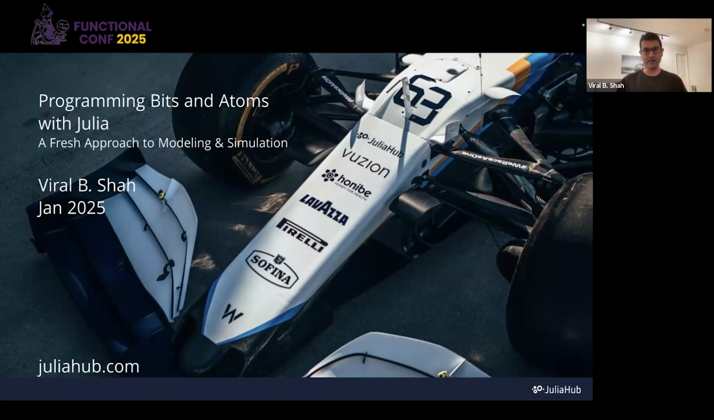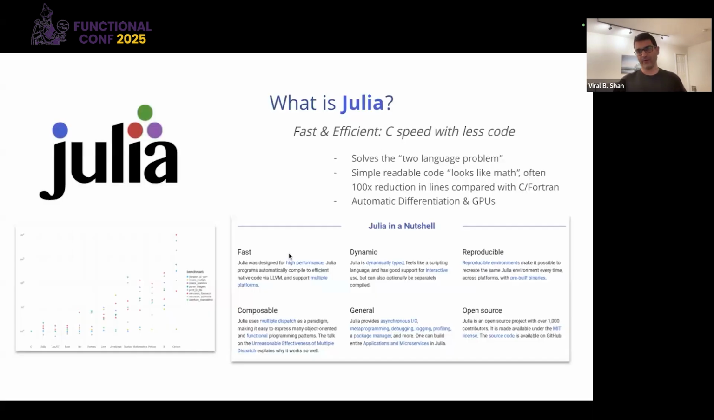A lot of the technologies that we at Julia Hub are focused on today are around modeling and simulation, but we build all of this on the base of the Julia language itself. So for those of you who might not be familiar with Julia, Julia is a functional, not purely functional, but I would say a practical functional programming language.